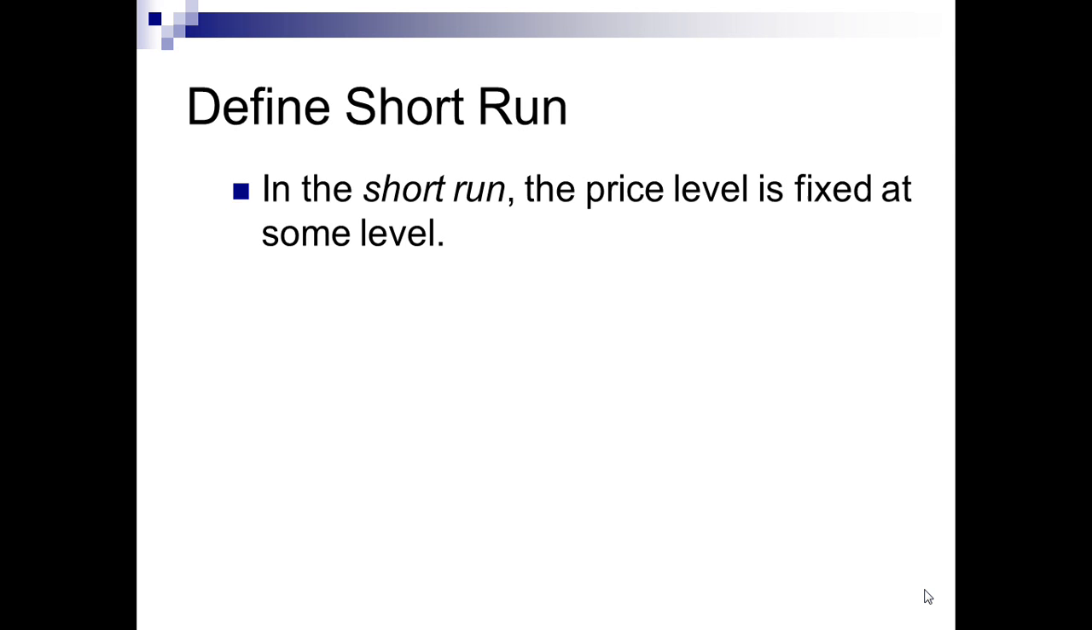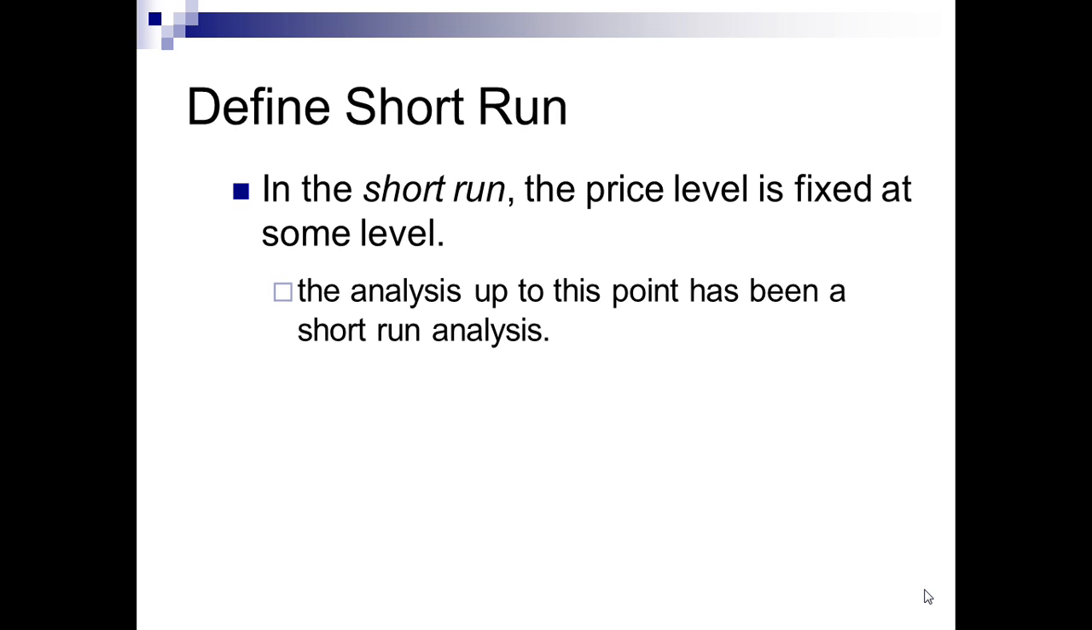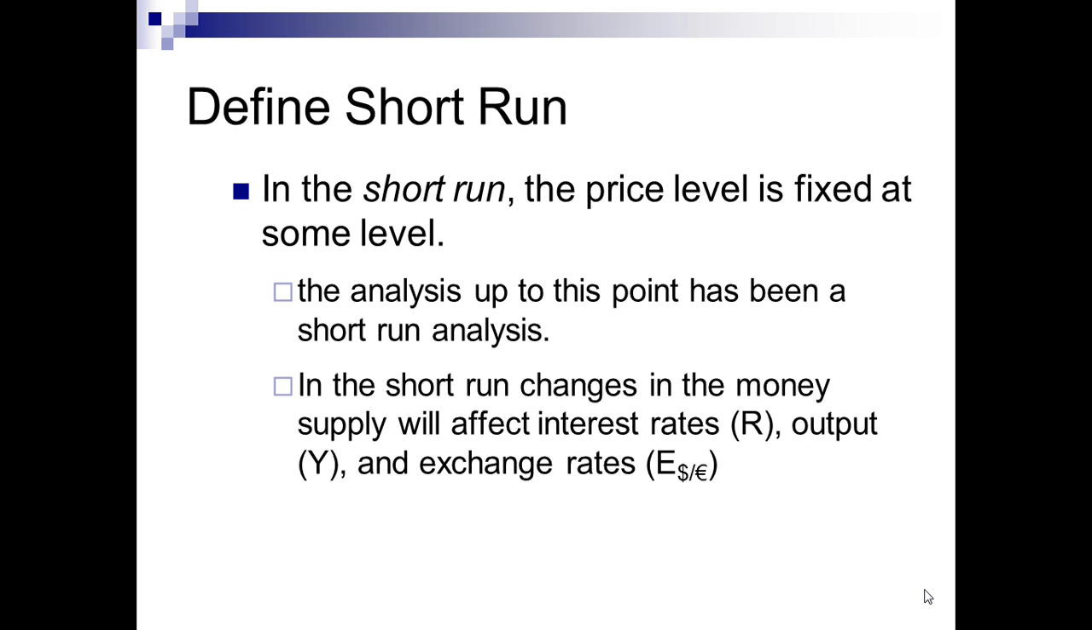So first we're going to start with a review of the short run and the long run. In the short run, price level is fixed at some level. The analysis that we've done up to this point has been a short run analysis because we have assumed, at least implicitly, that the price levels are fixed. In the short run, changes in the money supply will affect interest rates R, could affect output Y, and exchange rates E.